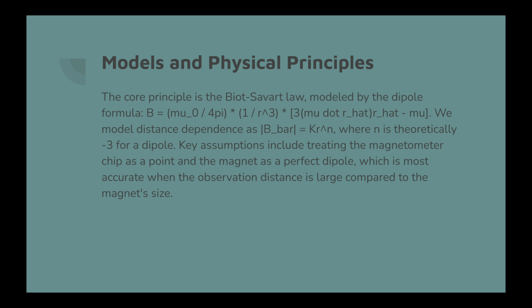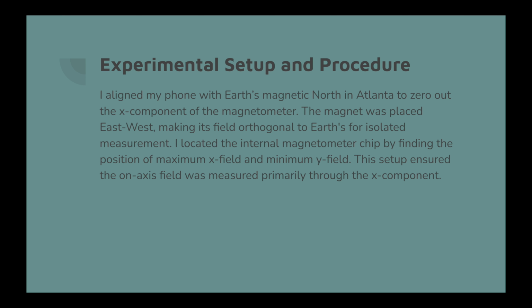Key assumptions include treating the magnetometer chip as a point and the magnet as a perfect dipole, which is most accurate when observation distance is large compared to the magnet size. I aligned my phone with the Earth's magnetic north in Atlanta to zero out the x component of the magnetometer, and the magnet was placed east-west, making its field orthogonal to the Earth's for isolated measurement. I located the internal magnetometer chip by finding the position of the maximum X field and the minimum Y field. This setup ensured the on-axis field was measured primarily through the X component.